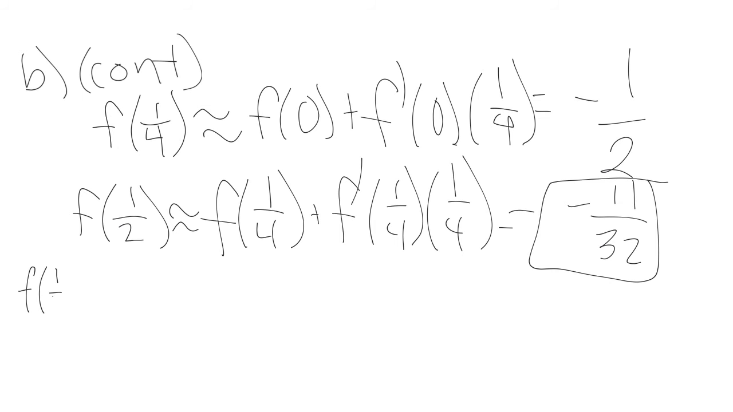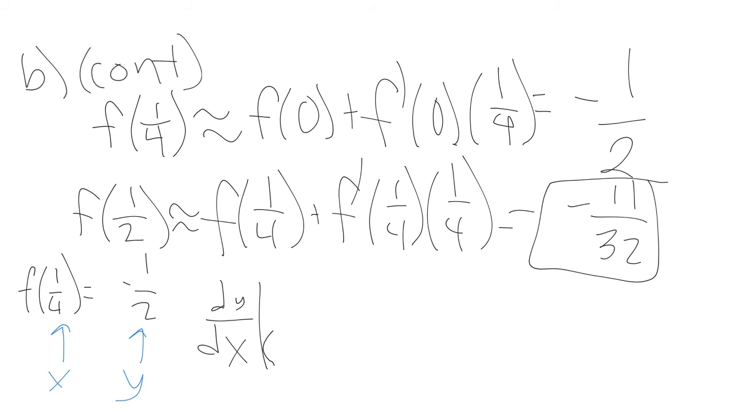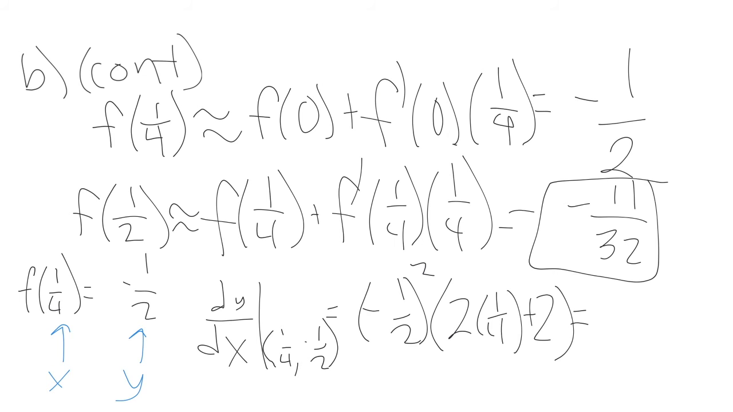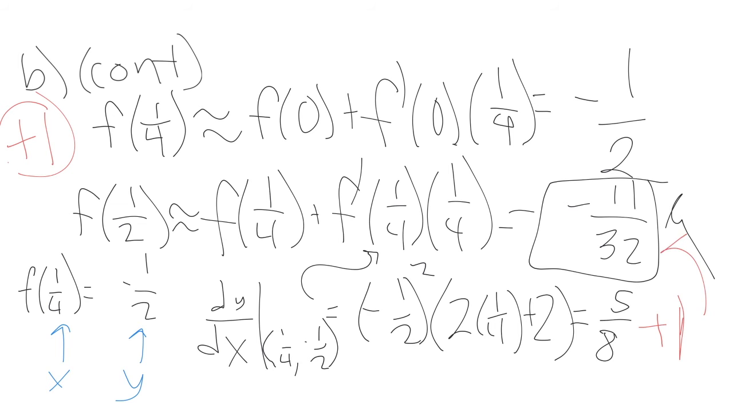So we know that f of 1/4 equals negative 1/2. This is our x. This is our y. Plug that into our derivative. So I'm going to go ahead and say dy dx evaluated at 1/4, negative 1/2 is equal to negative 1/2 squared. I'm pulling this again from our derivative, times 2 times 1 quarter plus 2, which is going to give you 5 eighths. Throw that in right there. You end up with 5 32nds, and you end up with this answer here. Now, the AP grading for this, there's only 2 points for this. There's 1 point for using Euler's method, and 1 point for this answer right there.